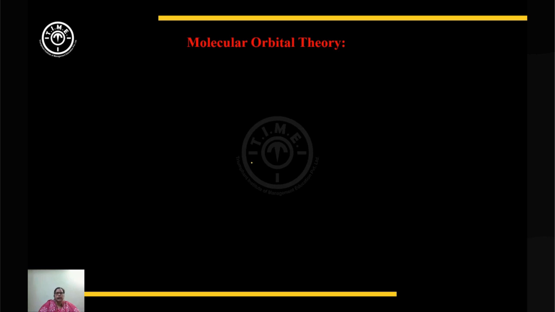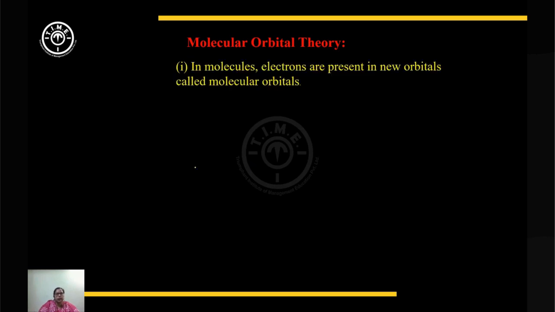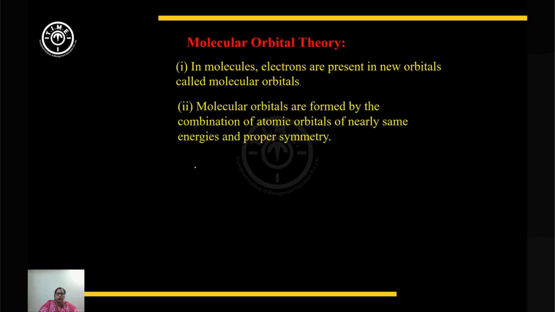What is molecular orbital theory? According to molecular orbital theory, in molecules, electrons are present in new orbitals called molecular orbitals. In case of atoms, electrons are present in atomic orbitals, but in case of molecules, electrons are present in molecular orbitals. These molecular orbitals are formed by the combination of atomic orbitals of nearly same energies and proper symmetry. The atomic orbitals which are involved in the combination must possess the same energies and they approach with proper symmetry.